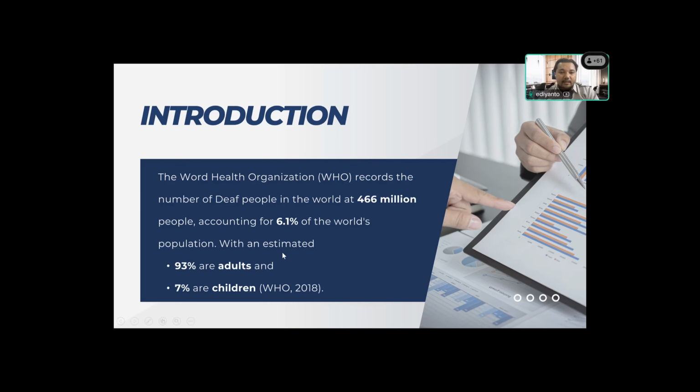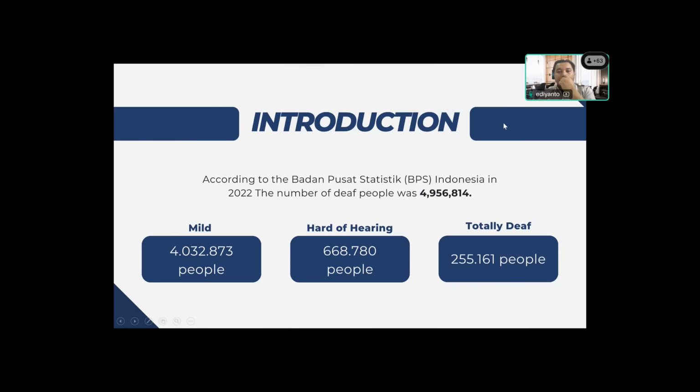This is the data I mentioned before. Based on the World Health Organization, the number of deaf people in the world is 466 million, accounting for 6.1% of the world population. An estimate for 2050 is that one in 10 people will have a hearing impairment. 93% are adults and 7% are children. This is about the Indonesian data.